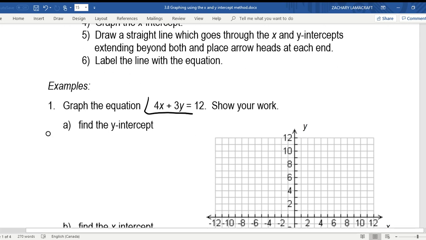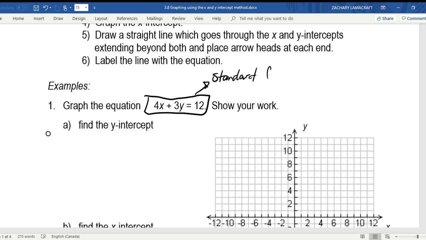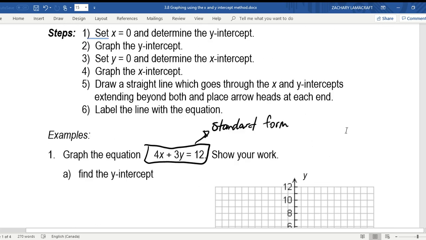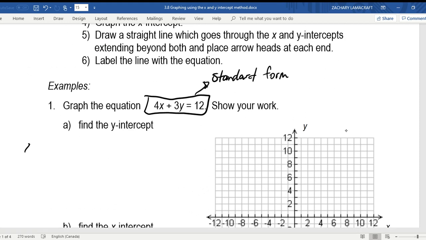Now, you've probably not seen this before, but this is what we call the standard form equation of a line. This is really what you're going to see when you have to do this on a quiz or a test. If you see it in this form, you're probably going to have to graph it based on your x and y intercept method. So it says set x to 0 to determine the y-intercept. So simply, I'm going to make x equal to 0.